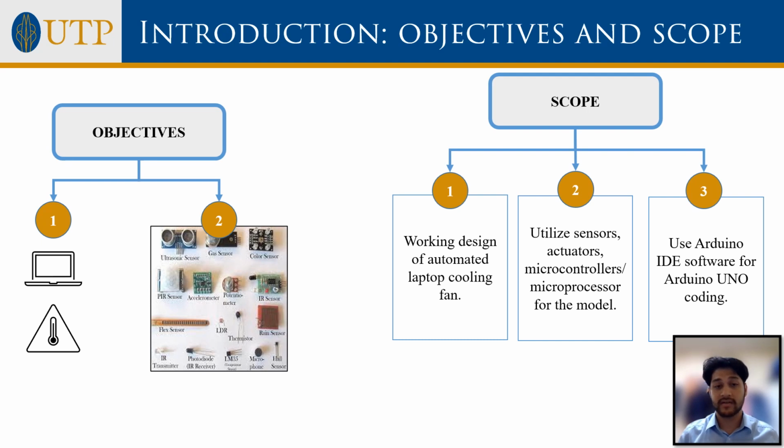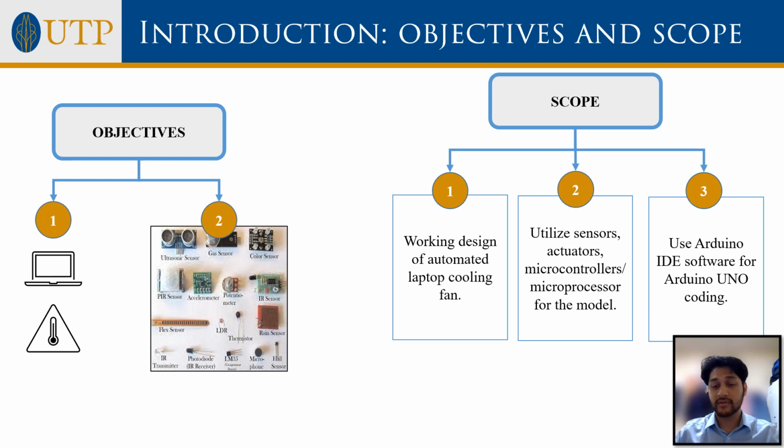This project can be divided into two parts. The first is to design an automated laptop cooling fan that can utilize the heat energy that is wasted by the laptop. Secondly, to make use of sensors, actuators, and a mechanical system in building an automated laptop cooling fan. As you can see in the objective section, there is an image labeled number 2 which shows the sensors and actuators which are going to be used in this project.